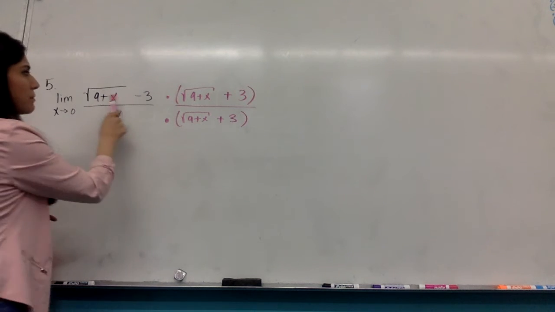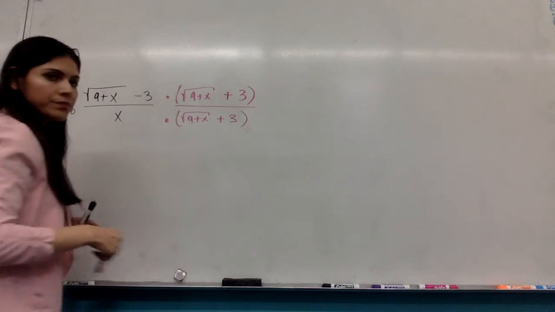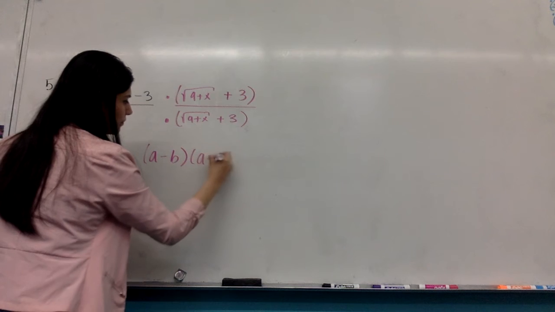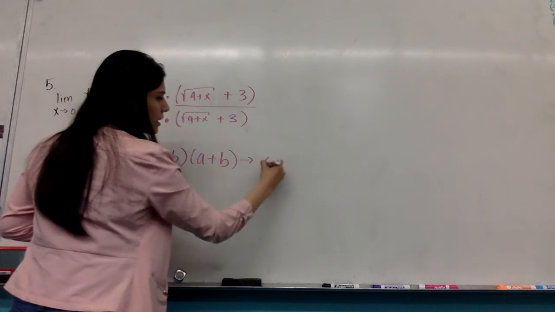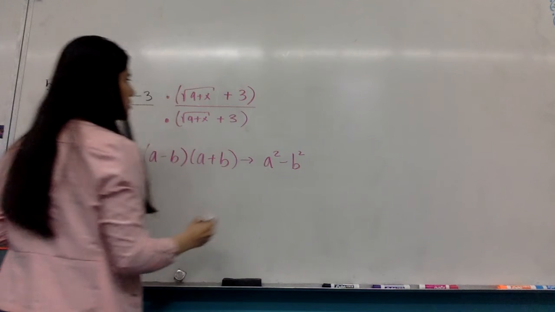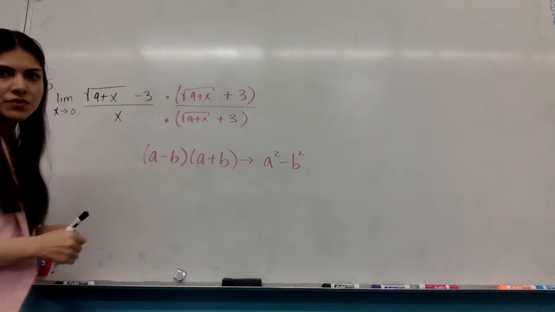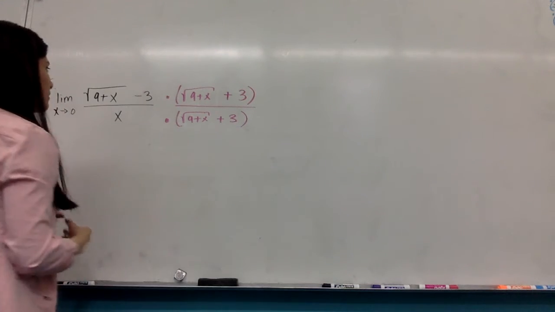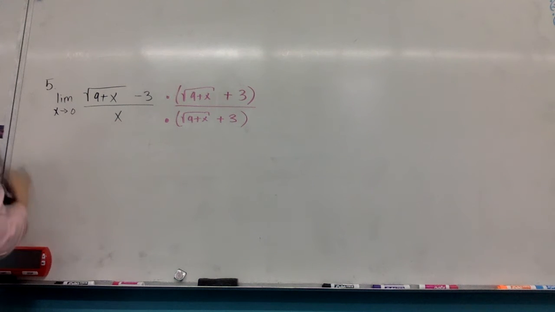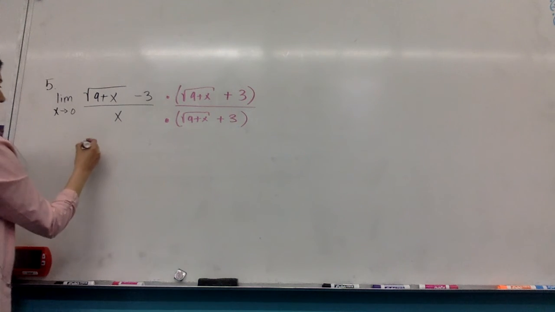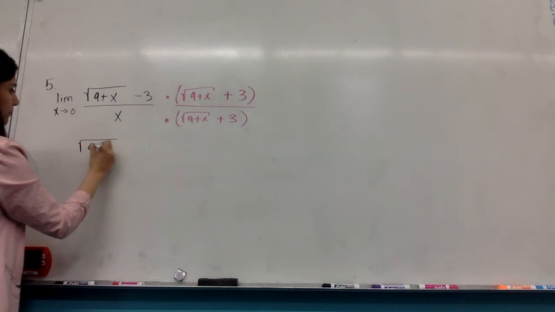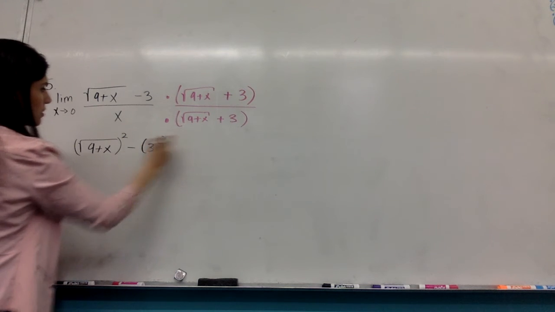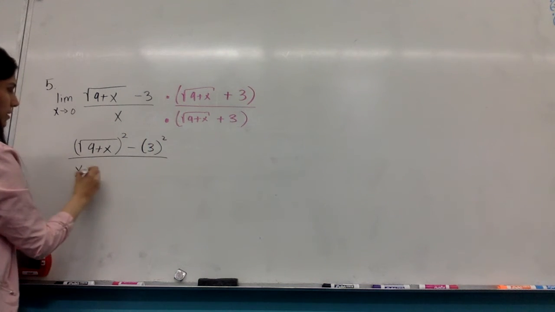Now I'm going to be using the a minus b times a plus b rule. Remember, let me remind you again. That's going to give me a squared minus b squared. So basically it's this squared minus 3 squared. That's what it's going to give me, because that is that special rule that we should know. So then here we go. Let's go ahead and write what this means. Then that gives me minus my 3 squared all over x times.